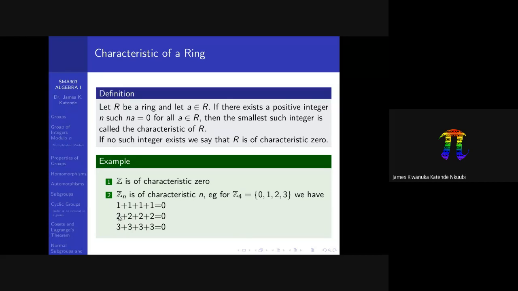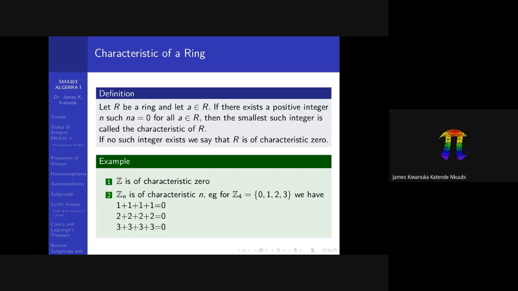2, you can get 0 earlier than 4 times, because if you add 2 to itself twice, you will get 0. But you want a number that works for all elements in the group. So if you also add it to itself 4 times, you still get 0. 3, you can't add it to itself less than 4 times to get 0. So the smallest number of times you have to add 3 to itself to get 0 is 4. So it means if you add any element in Z4 to itself 4 times, you will get 0. And 4 is the smallest that works for all elements.